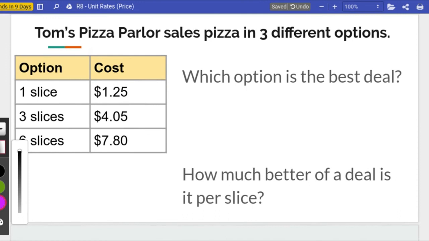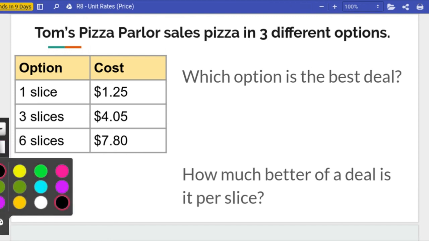Tom's Pizza Parlor sells pizza in 3 different options. Which option is the best deal? And how much better of a deal is it per slice? So it asks us a little bit different of a question. Okay, so right here we already have for 1 slice, it's $1.25. So we already have a unit rate there.